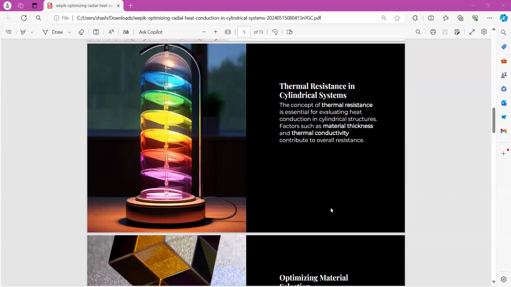Thermal resistance in cylindrical systems. The concept of thermal resistance is essential for evaluating heat conduction for cylindrical structures. If we understand the concept of thermal resistance in cylindrical structures, it is an essential key for evaluating heat conduction in our cylindrical structures, which in turn we can optimize the heat transfer or the conduction process radially in the cylindrical structures.